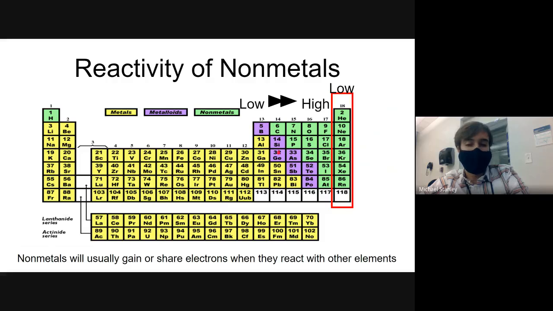And then again, we have our metalloids here in the middle, where they're solid, but they're breakable, and they only sometimes conduct electricity.